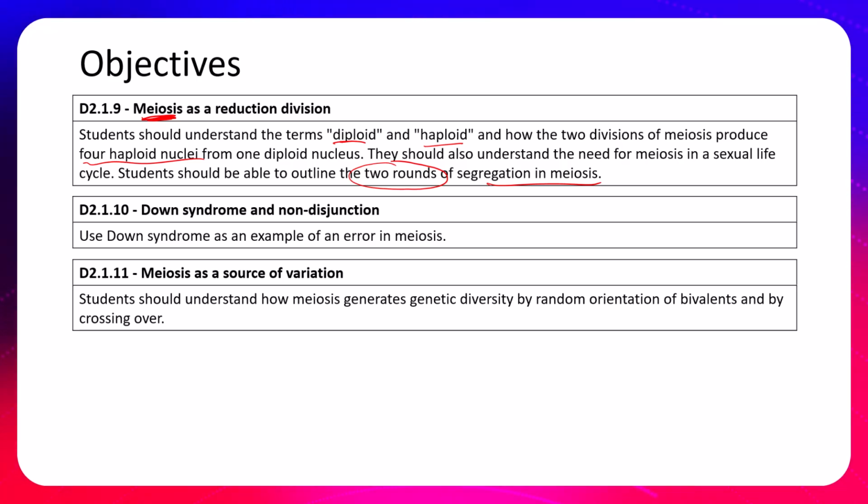D2.1.10 talks about Down syndrome and non-disjunction. Now, if there is an error in meiotic division, it will result in a syndrome known as Down syndrome, which happens as a result of a non-disjunction event. Again, we'll talk more about that.